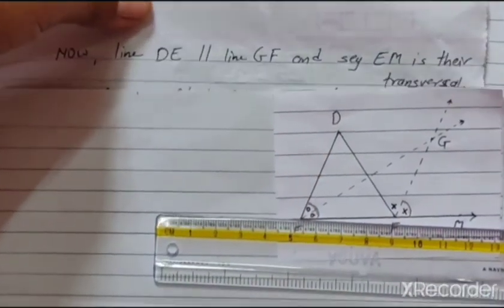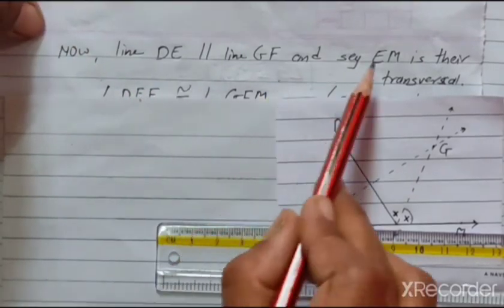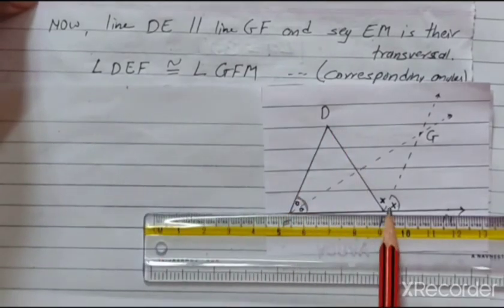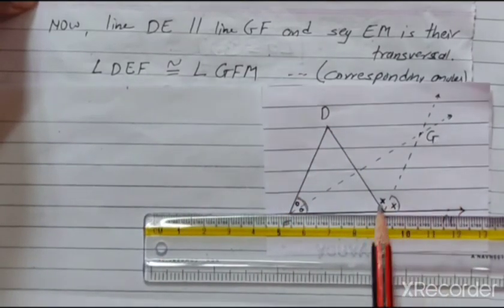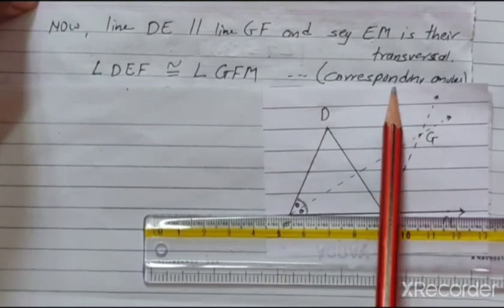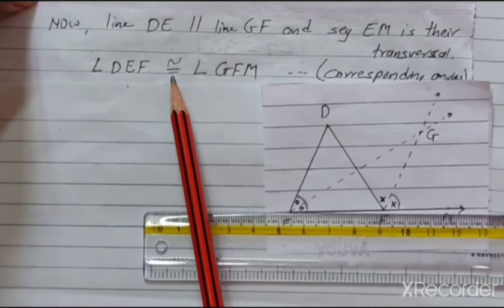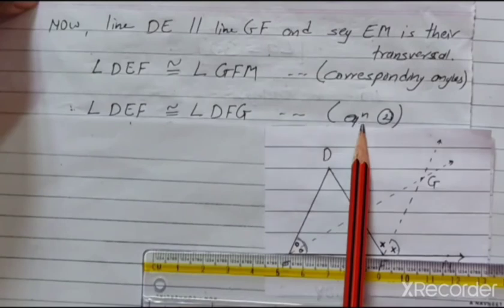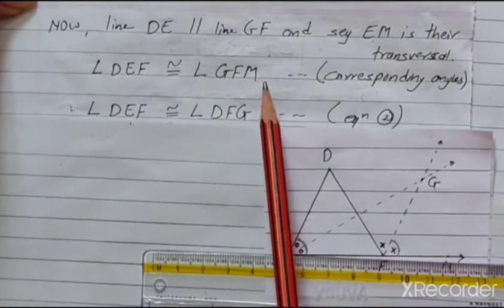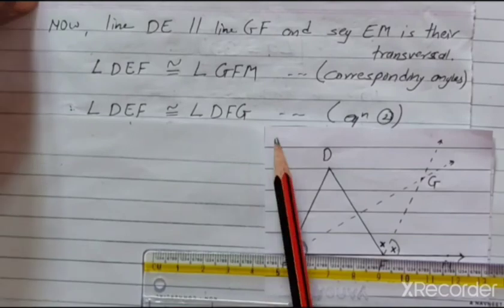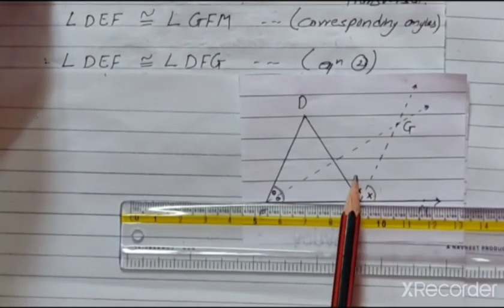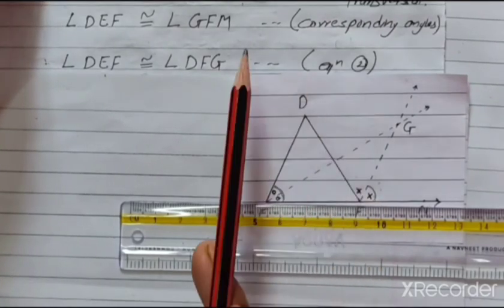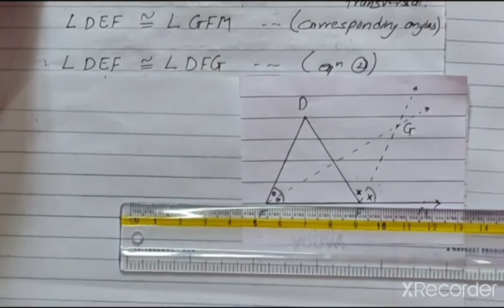So here I write down these two lines are parallel, EM is a transversal. So angle DEF and angle GFM are congruent, because both are corresponding angles. Now from equation number 2, here I just exchange this value because you know that this angle is congruent with this one. This statement we proved in equation number 2. So from equation number 2, here I exchange this angle.